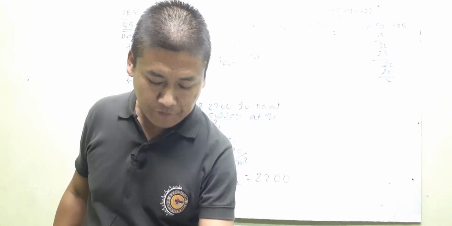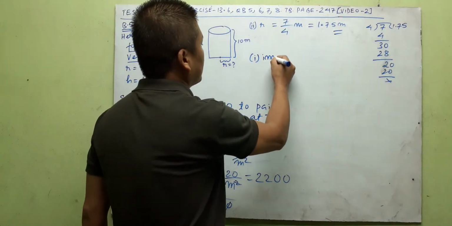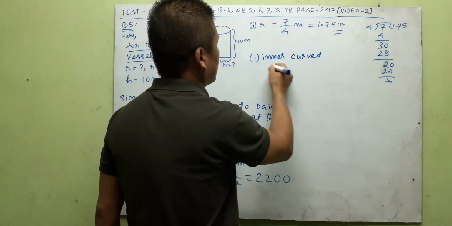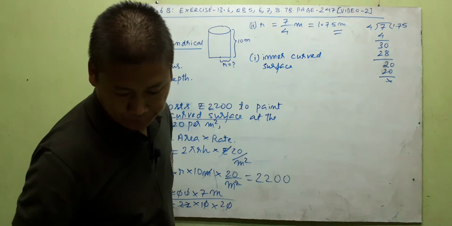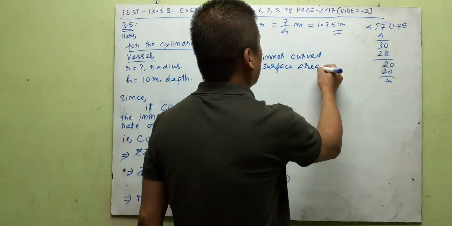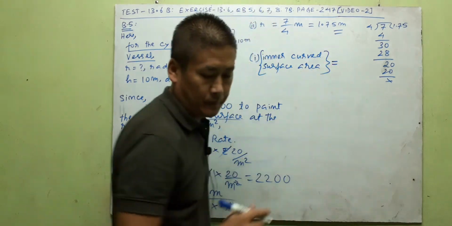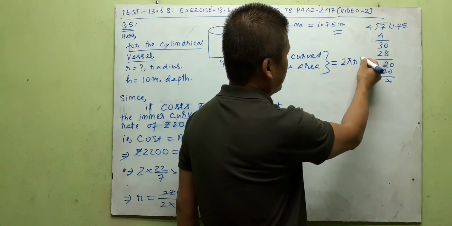Inner curved surface area of the vessel. We have to find that. So let us write there: the inner curved surface of the vessel. Surface area means the inner curved surface area of the vessel, the cylindrical shape. And we know the formula for curved surface area of a cylinder is 2 pi RH.